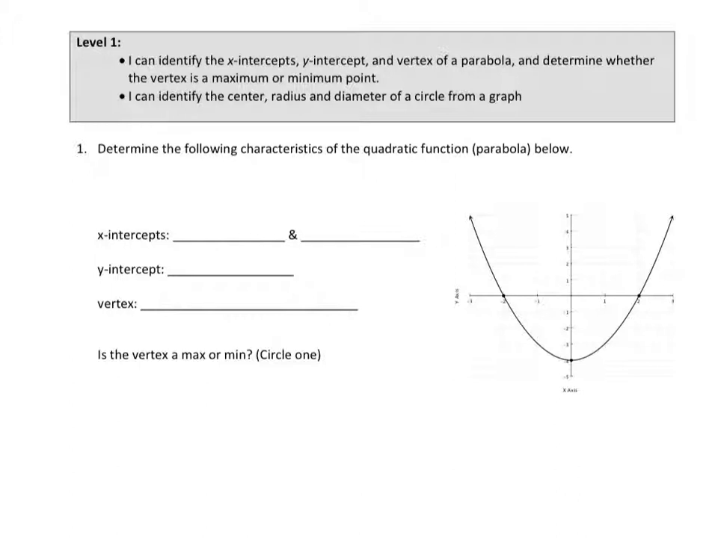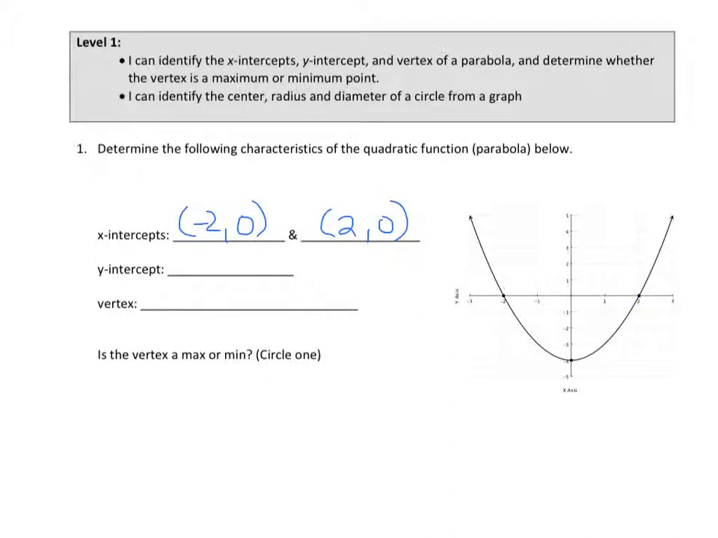The x-intercepts of this graph are the 2 points where the graph touches the x-axis, and you want to give them as ordered pairs. So this point on the left would be (-2, 0), and the point on the right would be (2, 0).